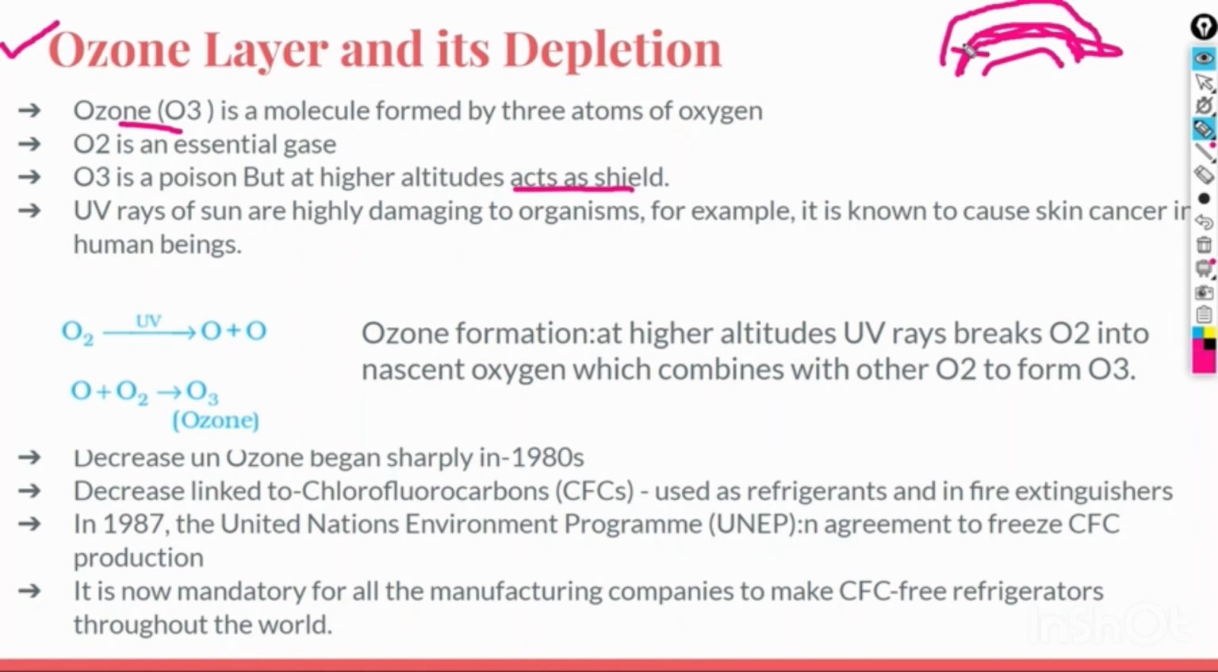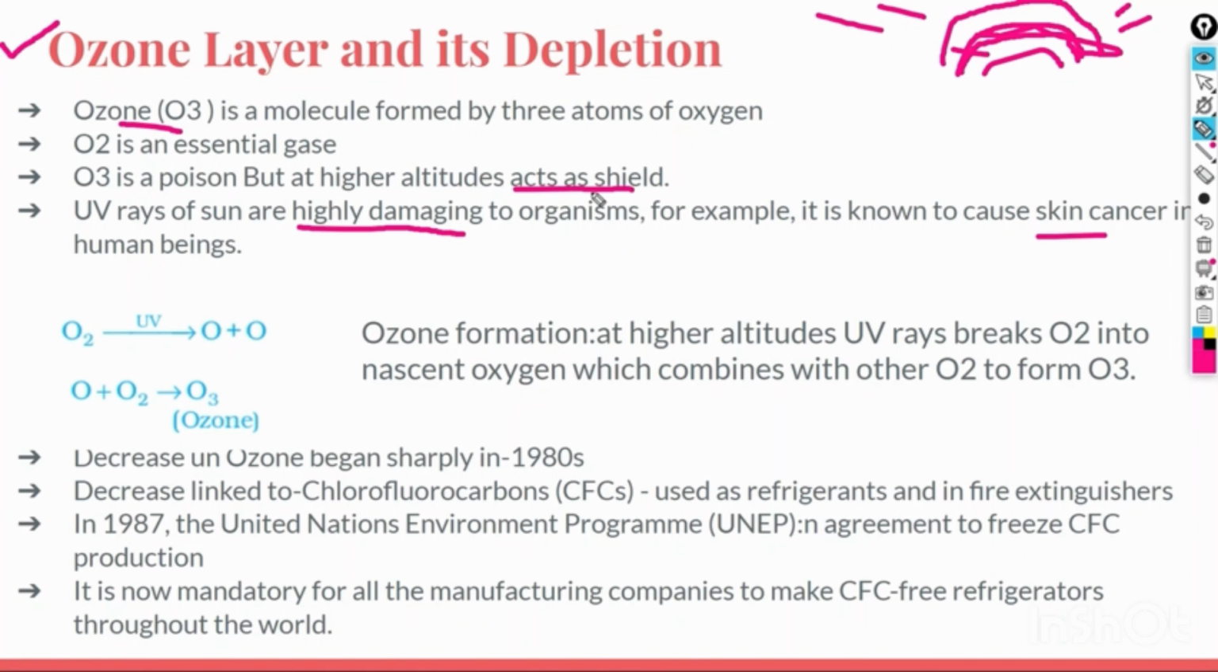Okay, how do they act as a shield? So we have the UV rays of the sun which are coming towards us. They protect us from the UV rays. Now why do we need to be protected from these UV rays? What are the effects of UV rays? So UV rays are highly damaging to organisms. These UV rays can cause skin cancer and various other diseases in human beings. So we need to be protected from the UV rays, and the ozone protects us from the UV rays.